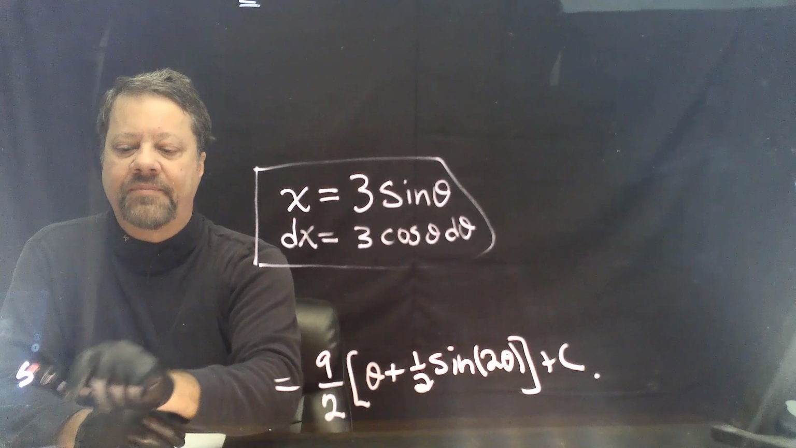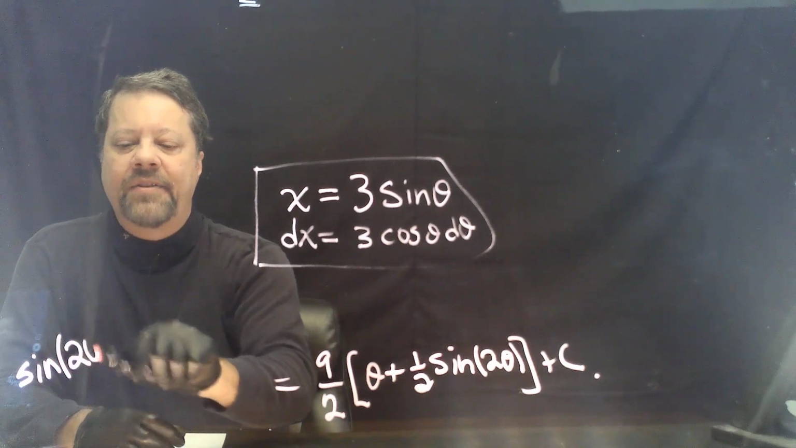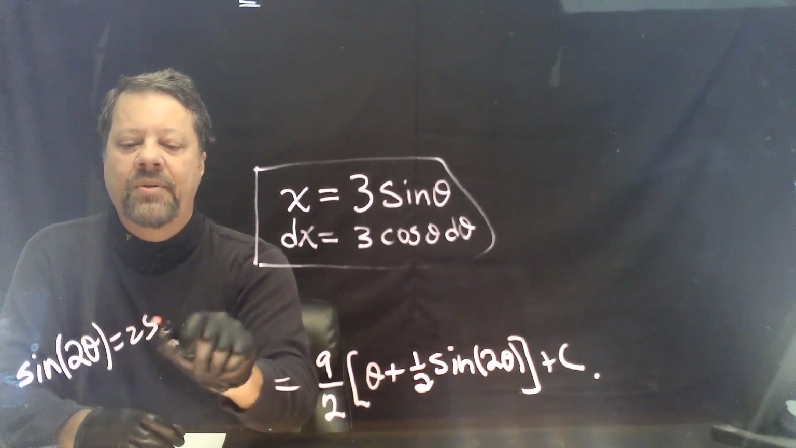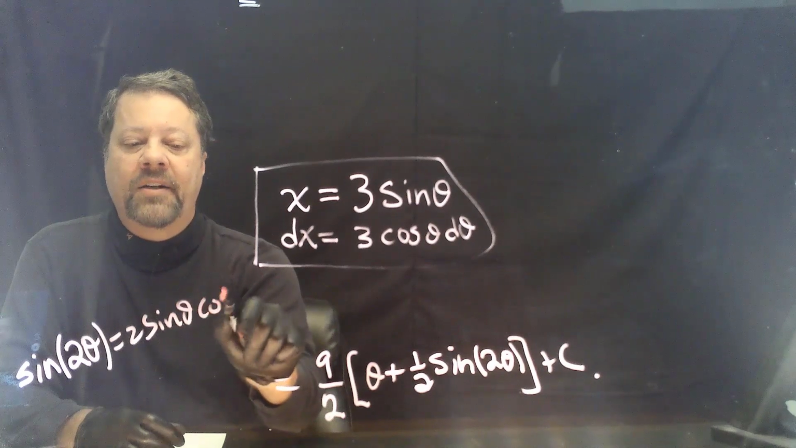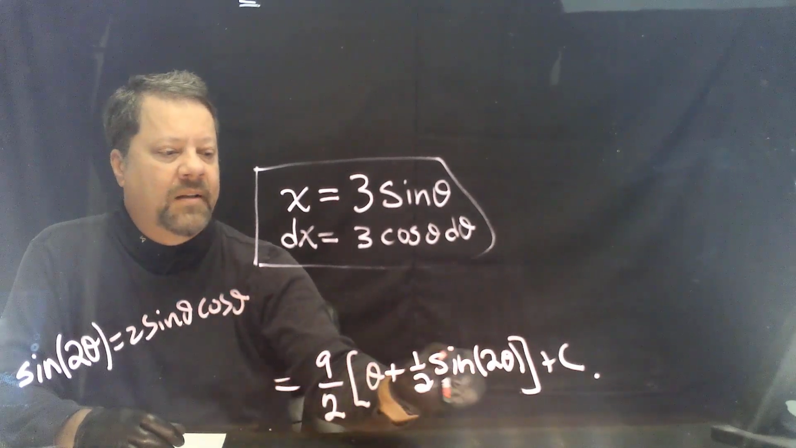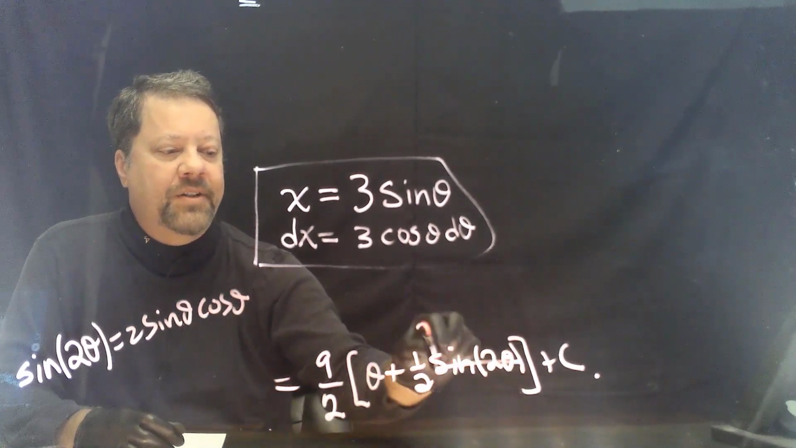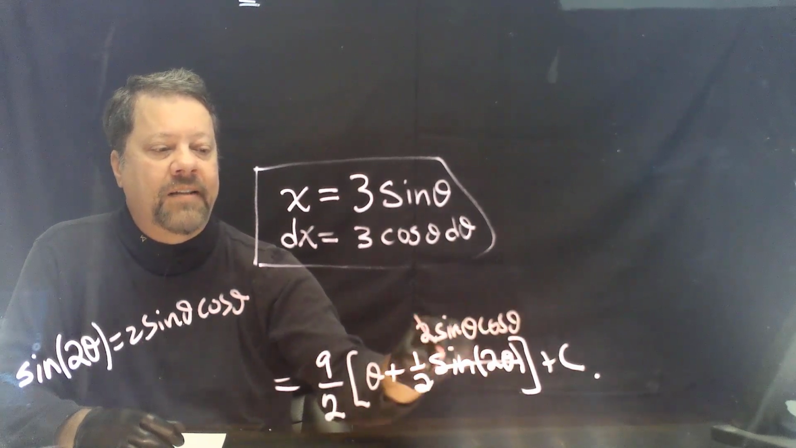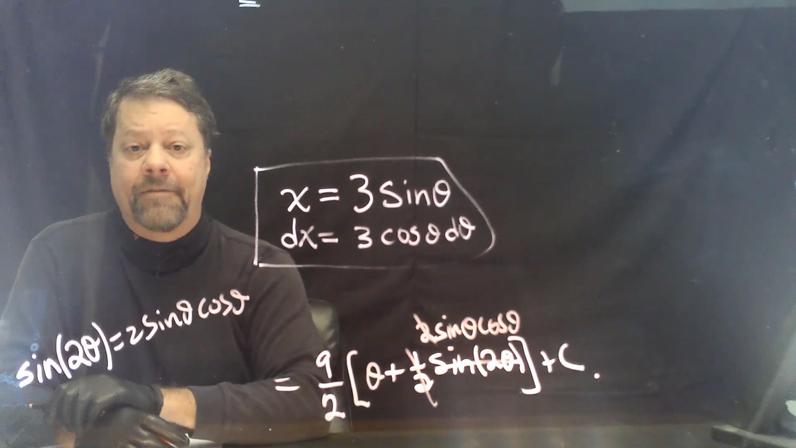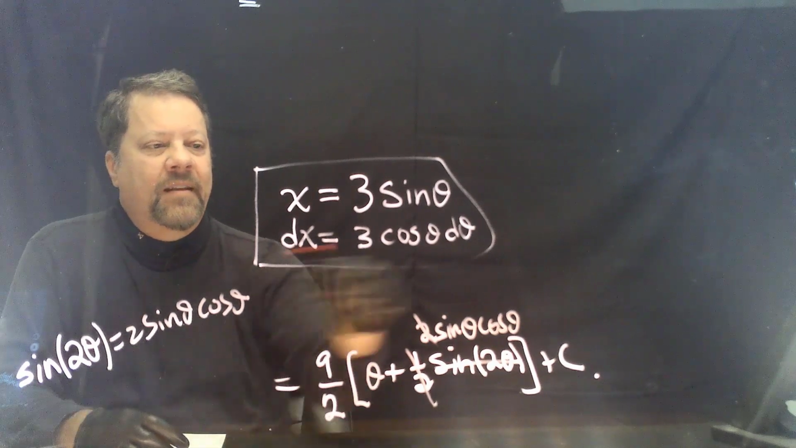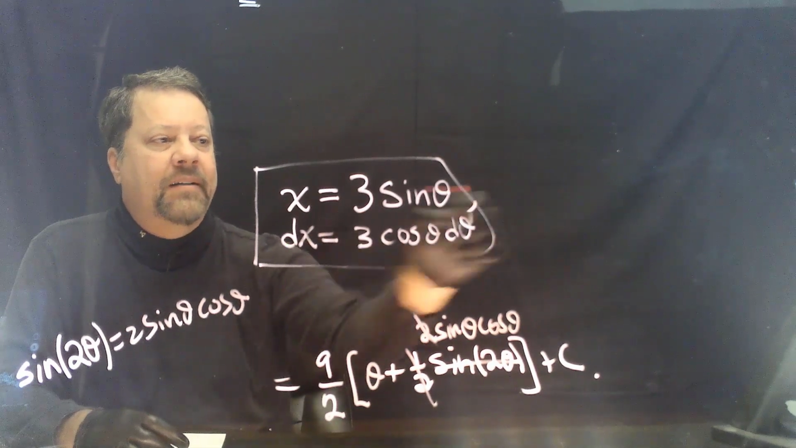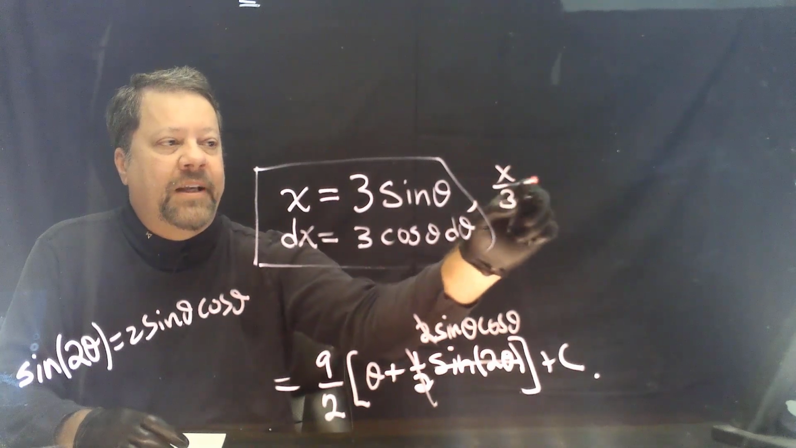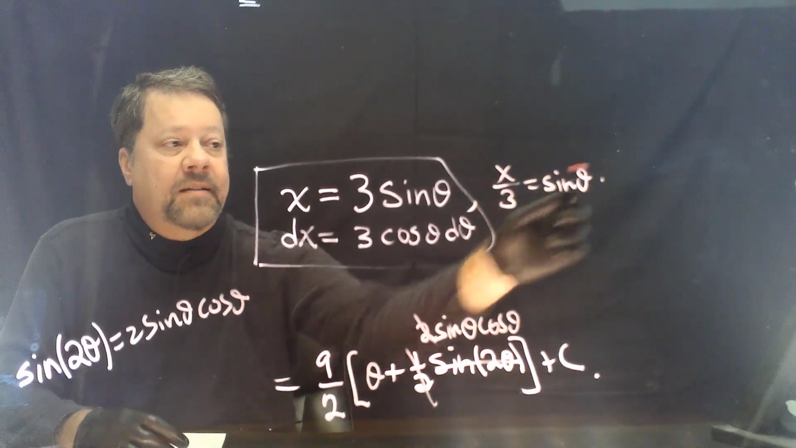At this point, we have to back substitute, but we also need to use a double angle identity for sine. The sine of 2 theta is 2 sine theta cosine theta. So this gets replaced by 2 sine theta cosine theta. The 2 and the 1/2 will cancel. At this point, keep in mind, x divided by 3 is sine theta.